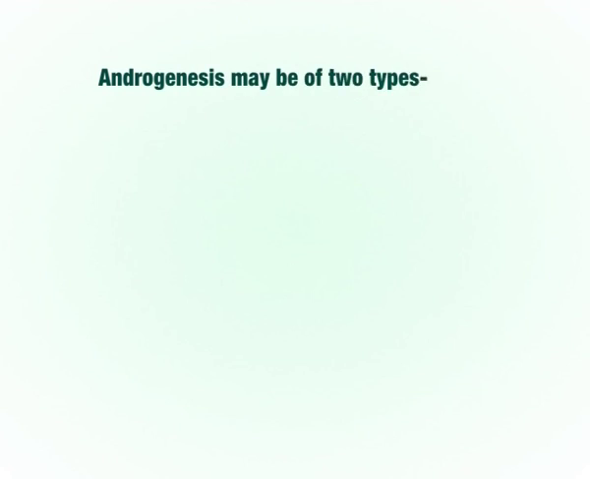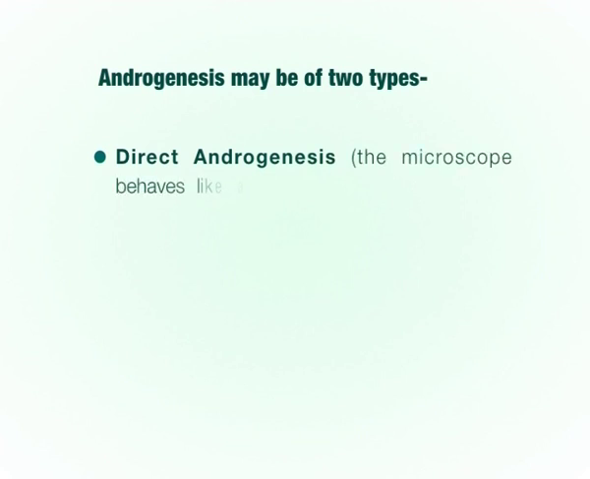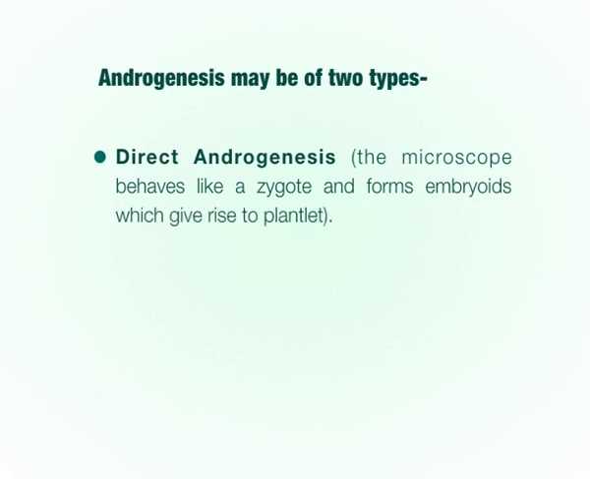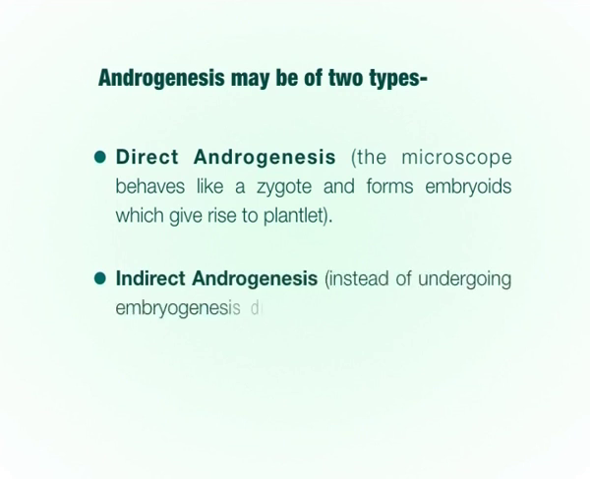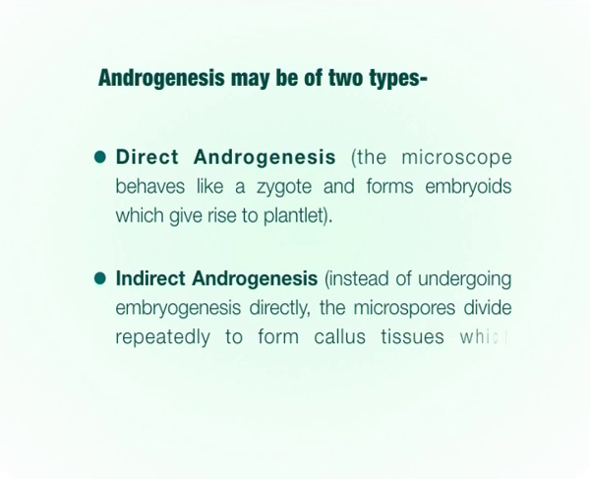Androgenesis may be of two types: direct androgenesis, where the microspore behaves like a zygote and forms embryoids which give rise to plantlets, or indirect androgenesis, where instead of undergoing embryogenesis directly, the microspore divides repeatedly to form callus tissue which differentiates into haploid plantlets.